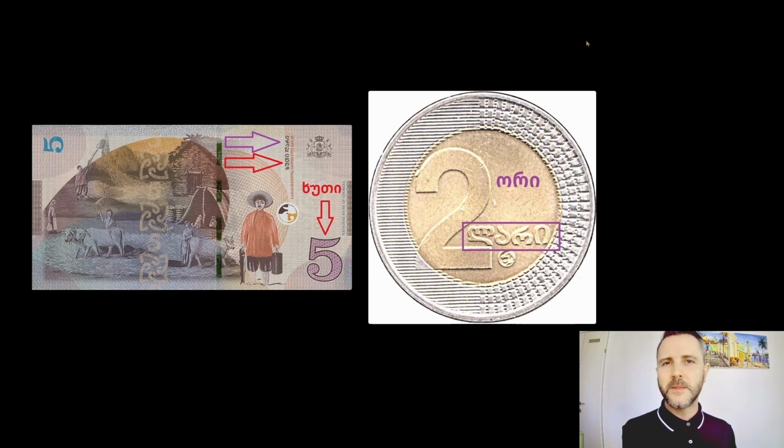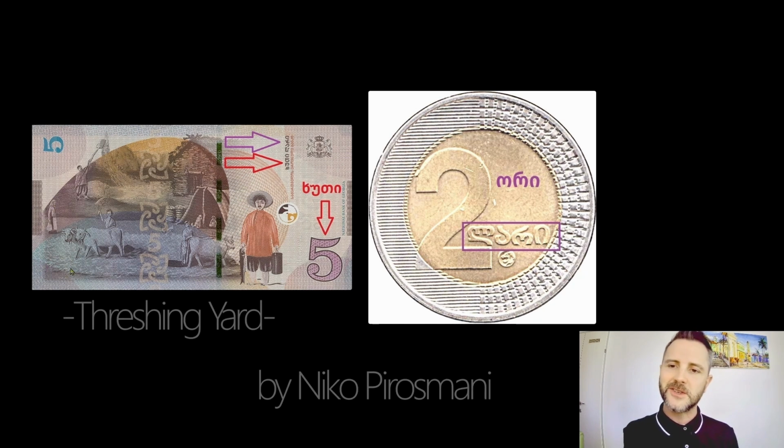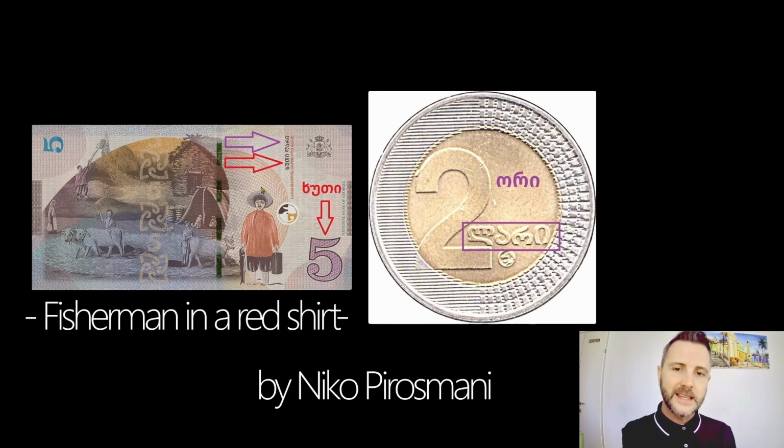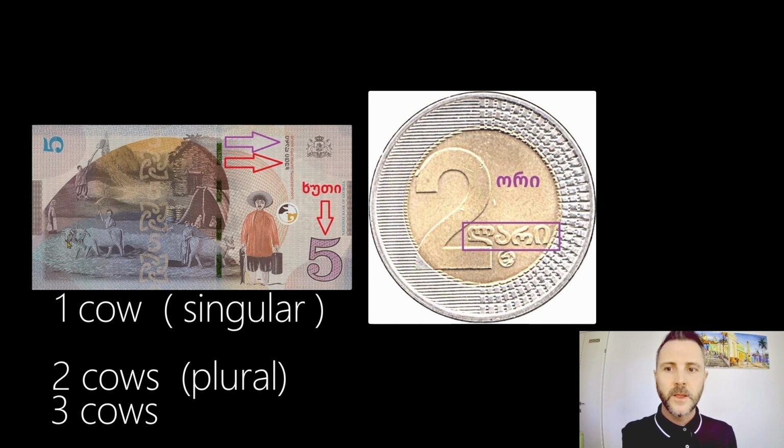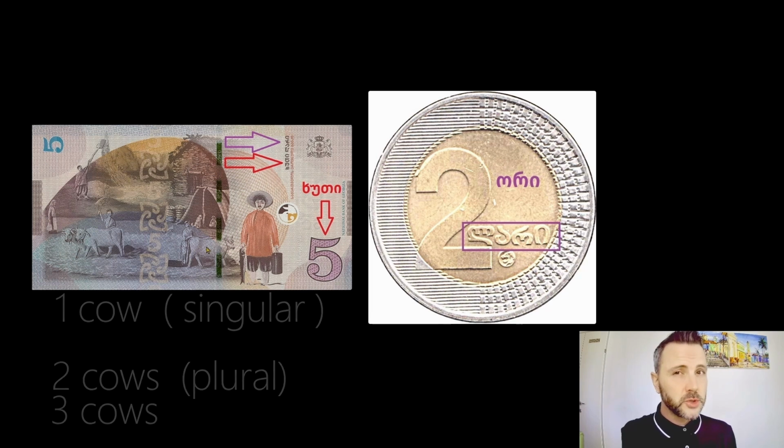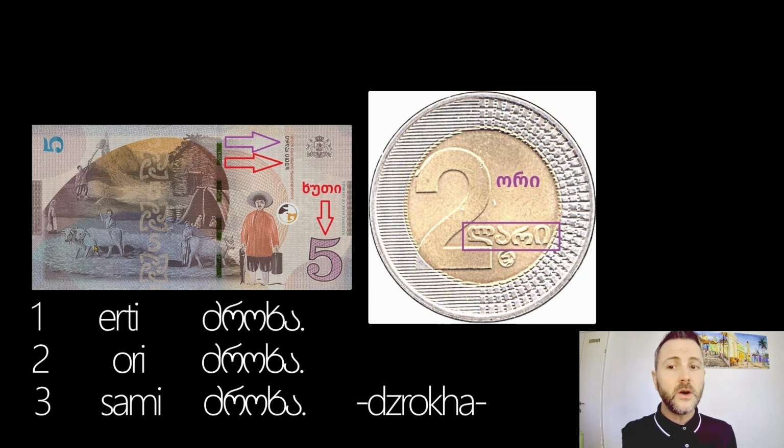So what do we need an explanation for on how to count? Well, English speakers use plurals to count when we see more than one. For example, in this excellent rendition of a Niko Pirosmani painting, which I saw last week in the National Gallery, I love the fact that he's painting on the back of notes. Niko Pirosmani is one of my favorite painters. Anyway, 1 cow, 2 cows, 3 cows. In Georgian, erti dzroxa, ori dzroxa, sami dzroxa.